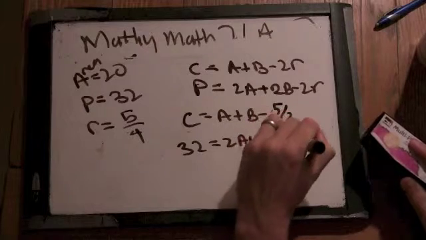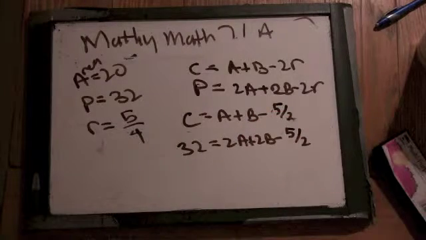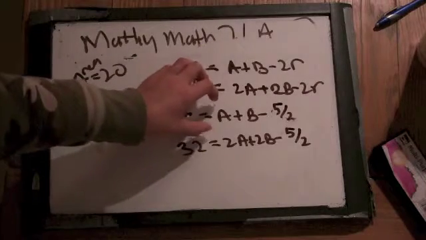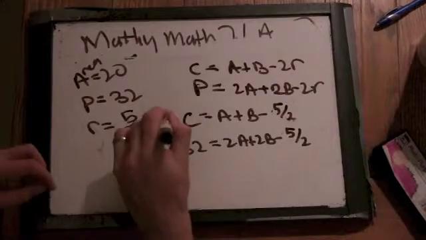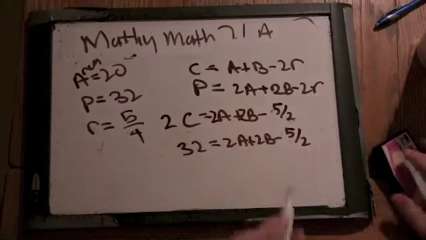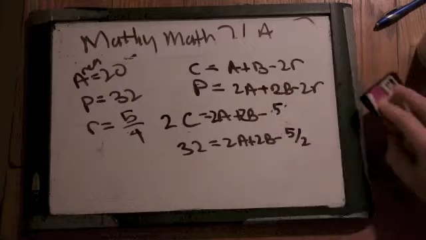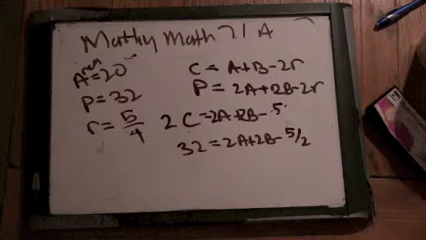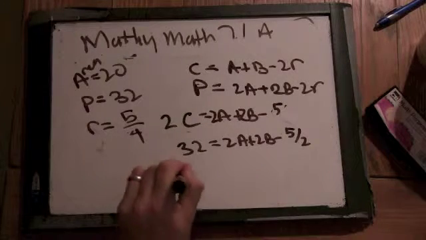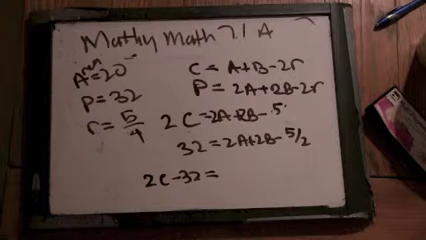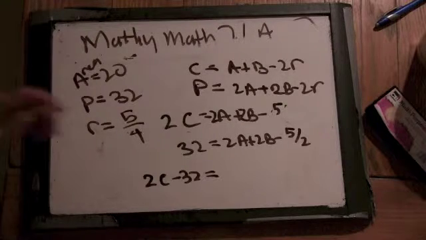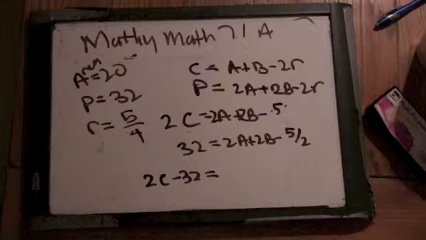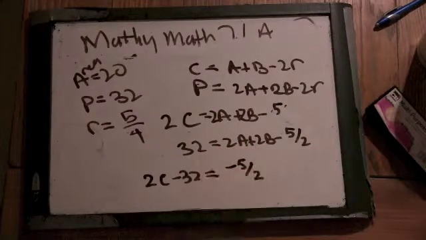Alright, do you see anything we can do here? Well, you can multiply this equation by 2. So we get 2C equals 2A plus 2B minus 5. Then you can subtract them this way. So you get 2C minus 32 is minus 5 minus 5/2.